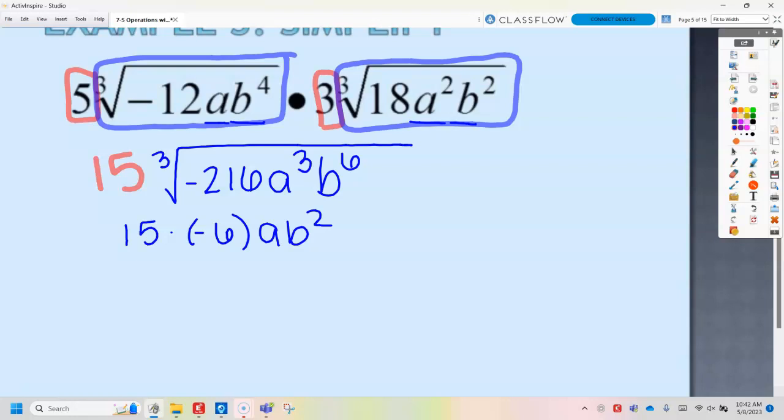Multiply your numbers together, and your exponents are simplified so they stay. Again, this became a perfect cube, so the cube roots are gone. So 15 times negative 6 becomes negative 90 a b squared.